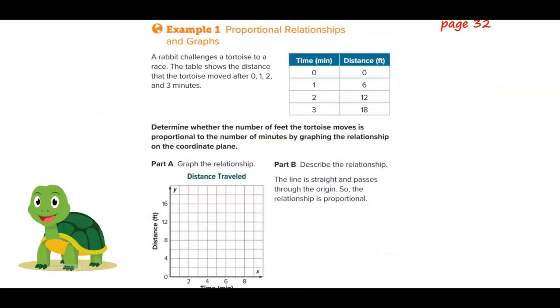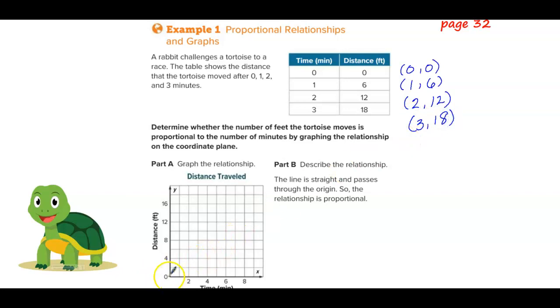Moving on to our first example, a rabbit challenges a tortoise to a race. The table shows the distance that the tortoise moved after 0, 1, 2, and 3 minutes. Determine whether the number of feet the tortoise moves is proportional to the number of minutes by graphing the relationship on the coordinate plane. Okay? So here we have the point 0, 0. This is the point 1, 6, 2, 12, and 3, 18.